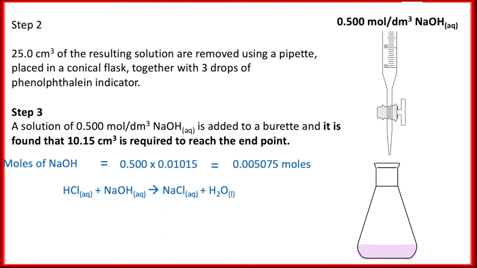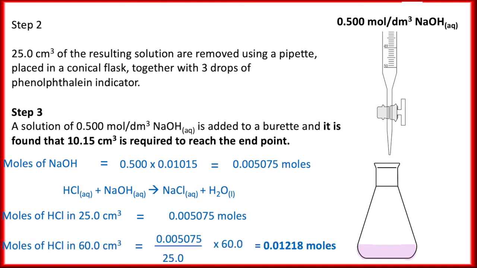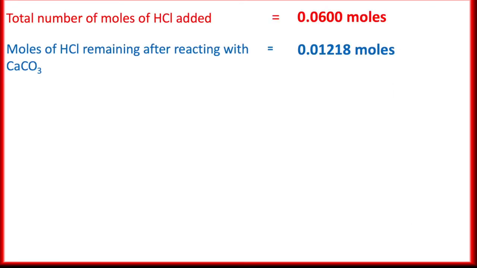We look at the equation, and it's a 1-to-1 reaction between HCl and sodium hydroxide. So we have the same number of moles of HCl in the 25 centimeters cubed that we added using our pipette. And so the moles of HCl in the original 60 centimeters cubed is going to be 0.01218 moles. It's now time to pull all the information together to find the percentage purity.